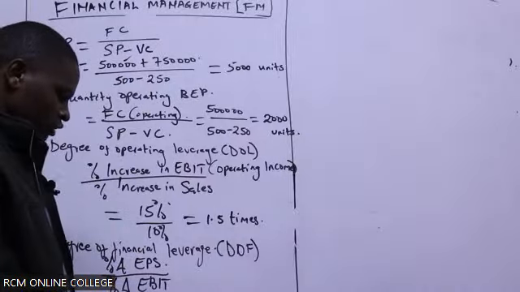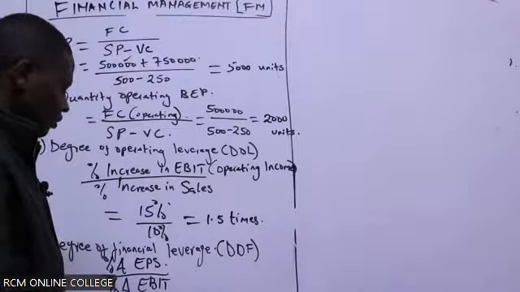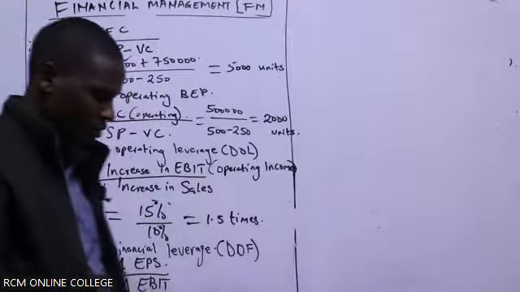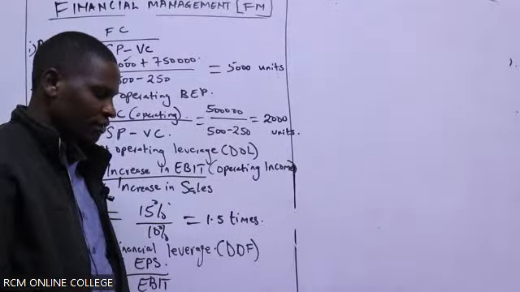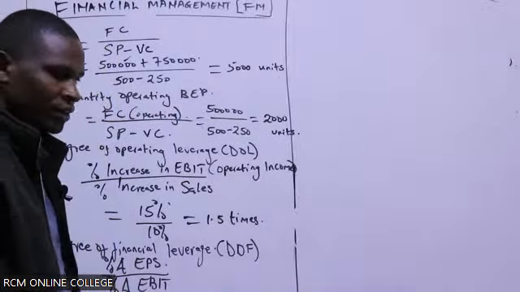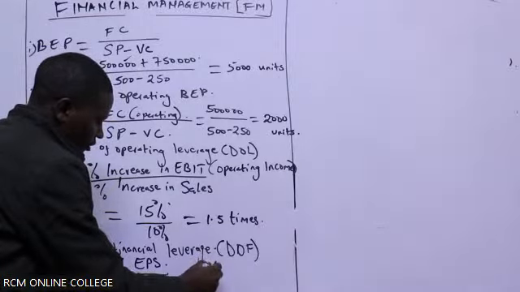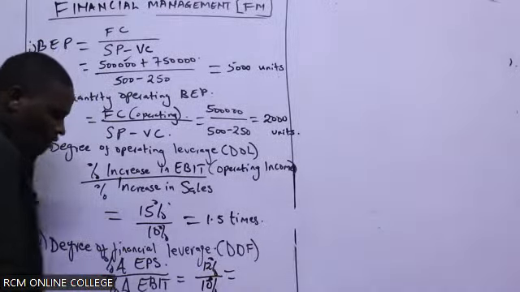Sasa tumeambiwa aje hapa. EPS ina change na 12%. Na EBIT yetu ni in that order, it is changing with the 10%. And if the firm's EBIT increased by 10%, the firm's earning per share will increase by 12%. So we have 12 and 10%. So it will be equal to 12% divided by 10%. Na hiyo itakuwa ngapi?